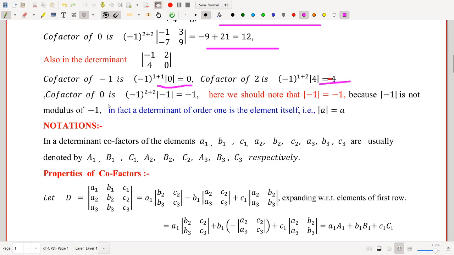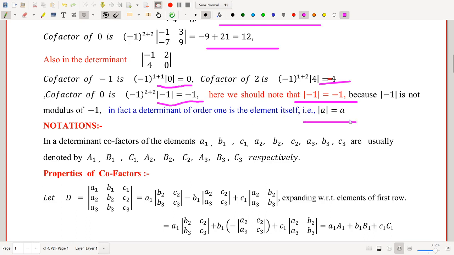Cofactor of 0 if we want to find. The 0 lies in second row second column, so minus 1 to the power 2 plus 2 plus 1. And then interesting here, determinant of this single element minus 1 is also minus 1. Here we should note this determinant of minus 1 is minus 1. It is not modulus of minus 1. Although notations are same.